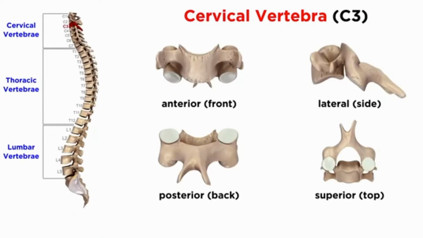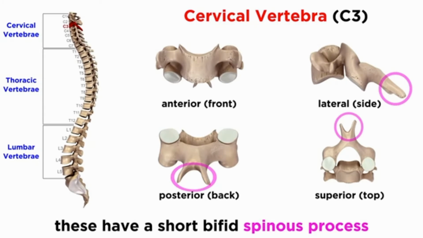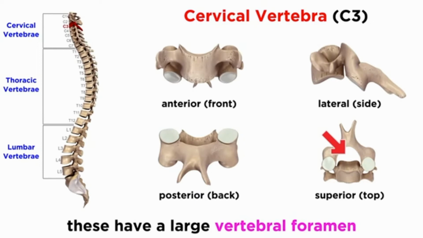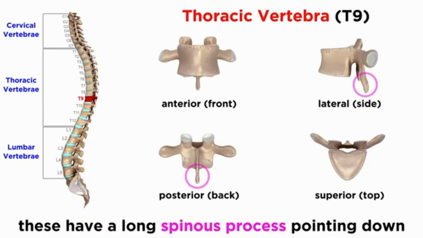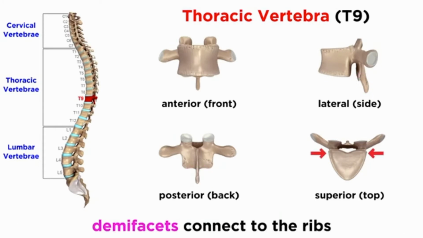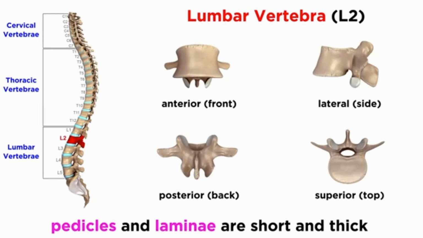The vertebrae vary slightly depending on where they are found in the column. Cervical vertebrae have a spinous process that is very short, a vertebral foramen that is large, and an additional transverse foramen to accommodate vertebral arteries. Thoracic vertebrae have a spinous process that is long and points down, and they also exhibit structures called demifacets which connect to the ribs. Lumbar vertebrae, being much larger, have pedicles and laminae that are short and thick, as well as other slight discrepancies.